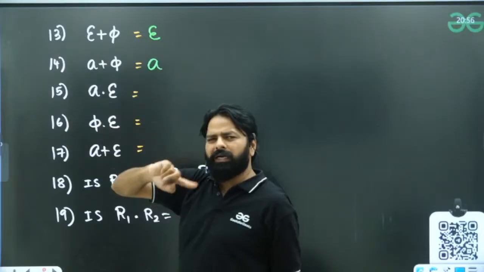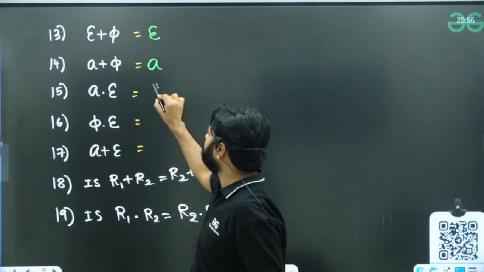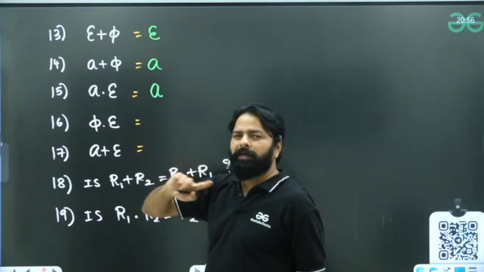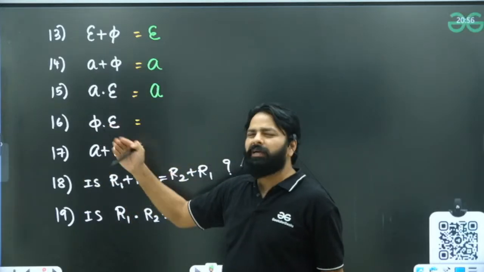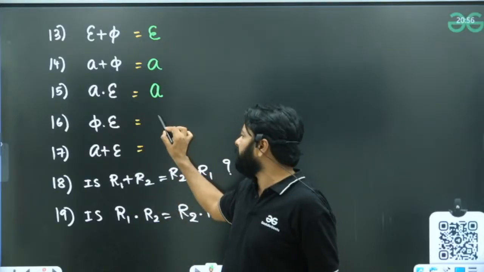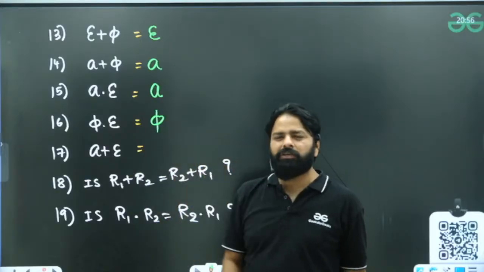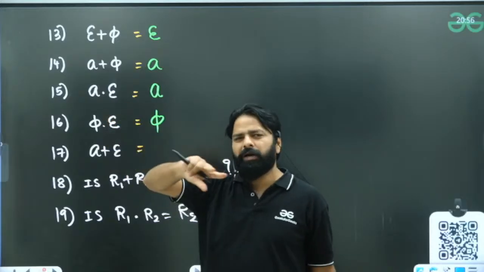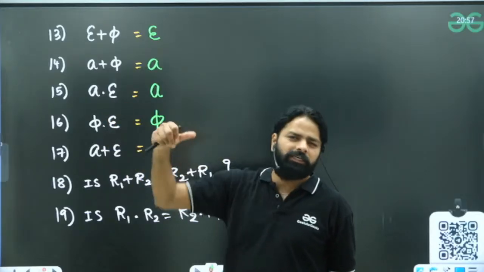And while doing the concatenation, epsilon has no importance. And phi dot epsilon: from phi you can't get even a single string. The whole result is phi, because phi is the dominator for concatenation. Remember, in concatenation, if you see phi as one of the operands, the whole result is phi.